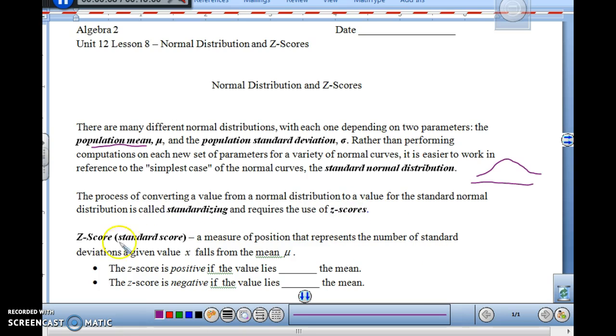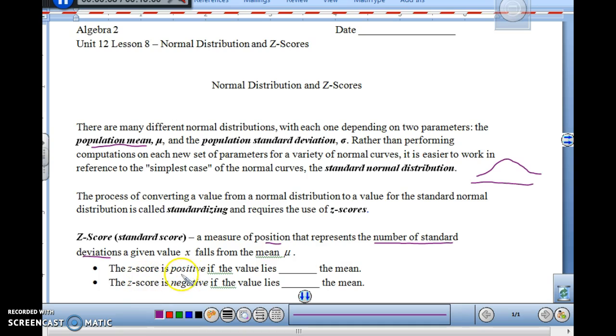So basically a z-score is a standard score. It's a measure of position that represents the number of standard deviations a given value x falls from the mean. So basically, you can find any value on here and how far away it is from the mean by using the z-score. We don't have to use one standard deviation, two standard deviations. We could use 1 1/3 standard deviations. We could do 2.7 standard deviations. That's what your z-score is measuring.